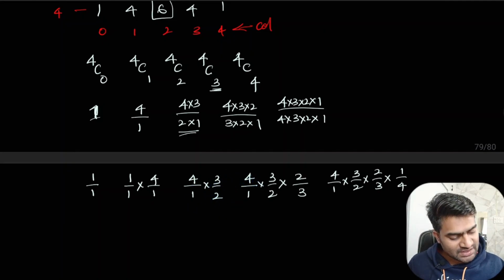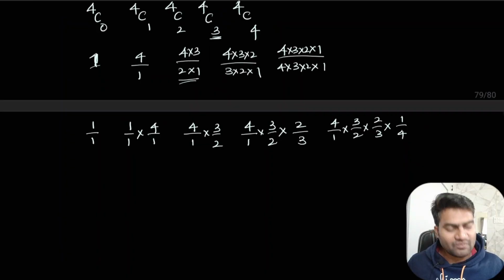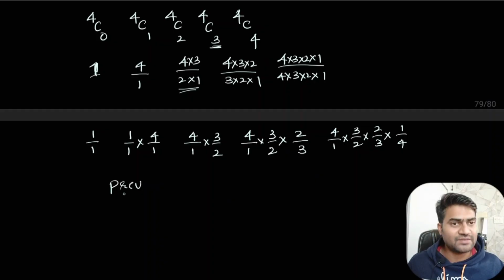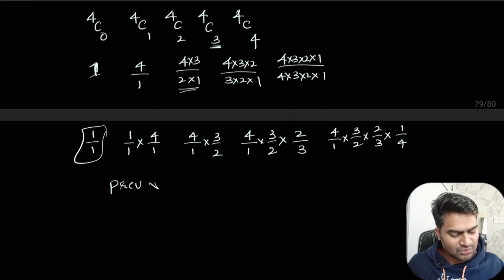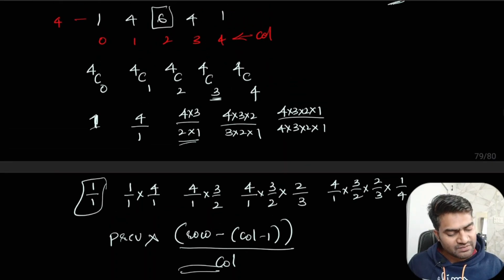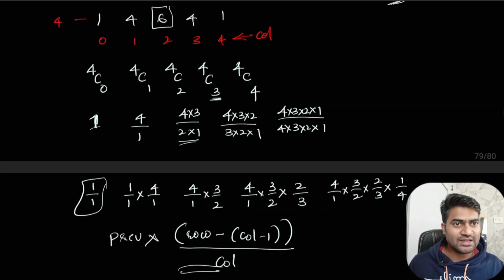So what I am trying to say is, any value in the row will be the previous value, which starts with 1, into row minus column minus 1 divided by column. So this is how we can derive an equation from this. We will use this to generate the entire row. If we know the row number, we can generate the entire row.